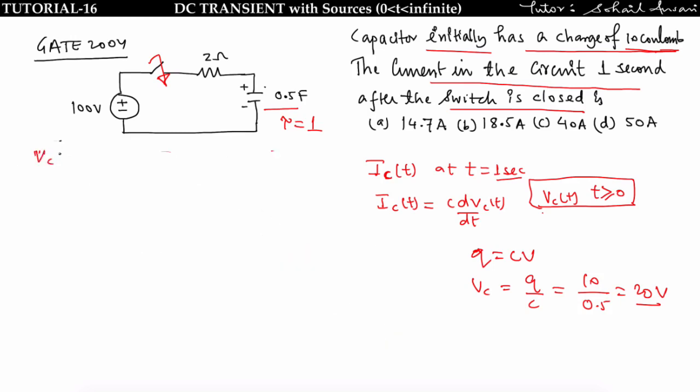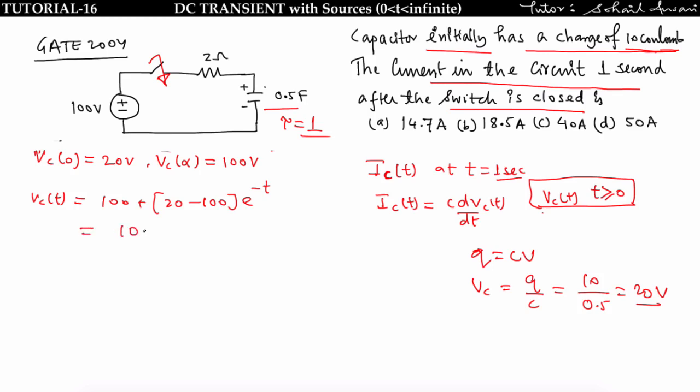Now we know Vc of 0 is equal to 20 volt and Vc of infinite is equal to 100 volt. Now we can find Vc of t. Vc of t is equal to Vc of infinite, that is 100, plus Vc of 0, 20, minus Vc of infinite, 100, times e to the power minus t upon tau. Tau is 1 second, so e to the power minus t.